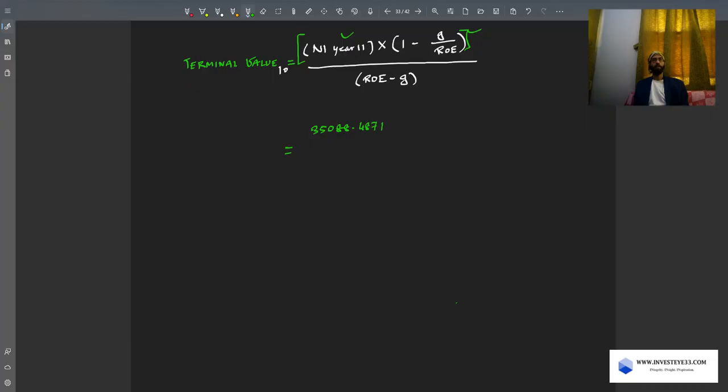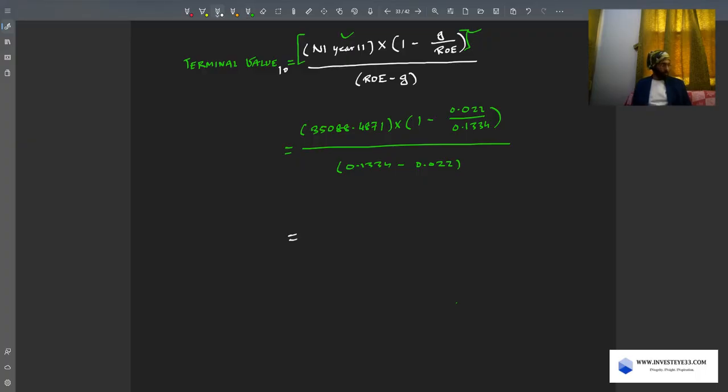35088.4871. This is the projected net income for year 11 multiplied by 1 minus the growth rate, which is 2.2%, so 0.022, divided by the return on equity, which is 13.34%, or 0.1334. This entire value is divided by 0.1334 minus 0.022. So we can easily calculate this, friends.